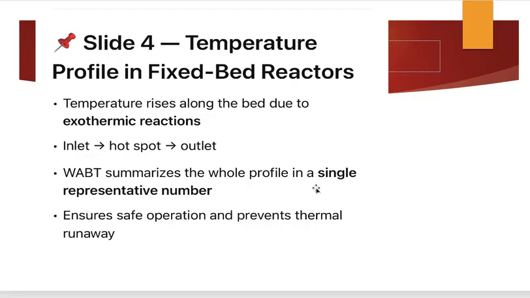Temperature profile in fixed bed reactor. Temperature rises with the exothermicity through the bed, so you have inlet, increase in the temperature, and the outlet. The weight average bed temperature summarizes the whole profile in a single representative number by this equation and ensures safe operation and prevents the thermal runaway. Okay.